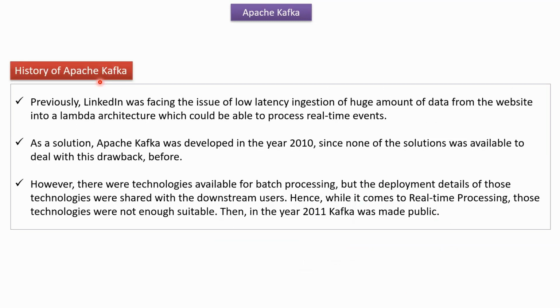History of Apache Kafka. Previously, LinkedIn was facing the issue of low latency ingestion of a huge amount of data from the website into a Lambda architecture, which could process real-time events. As a solution, Apache Kafka was developed in 2010, and in 2011, Apache Kafka was made public.